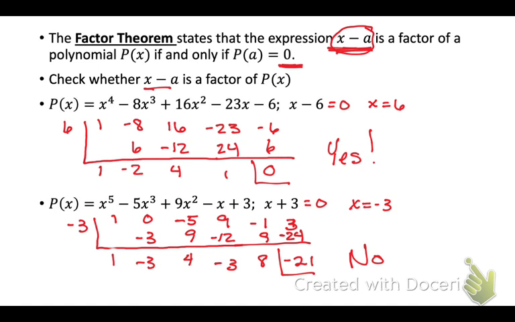But honestly, I'm going to go back. This is the remainder theorem, right? I mean, this is the factor theorem. The remainder theorem says that P of 6 is what then? 0, because that's the remainder. And P of negative 3 on the second one is what? Negative 21.